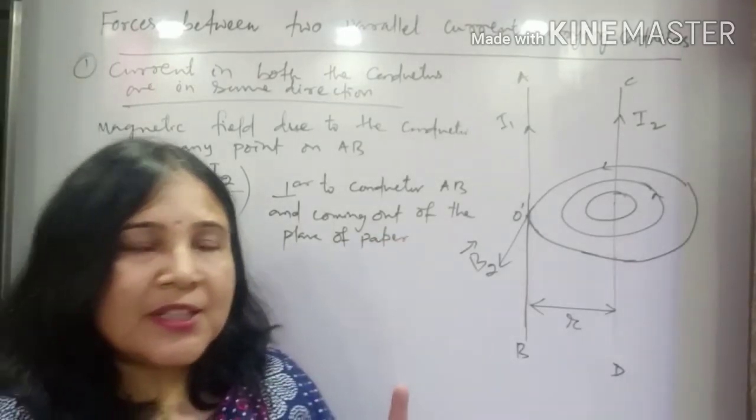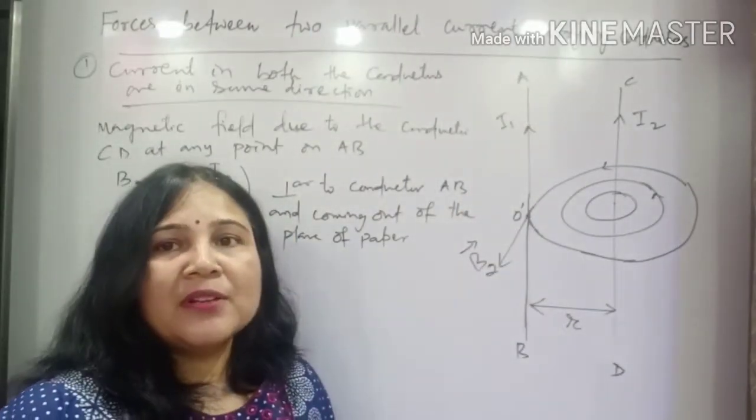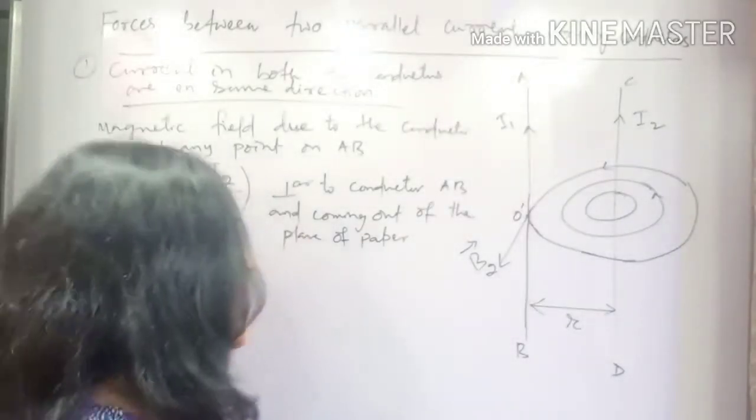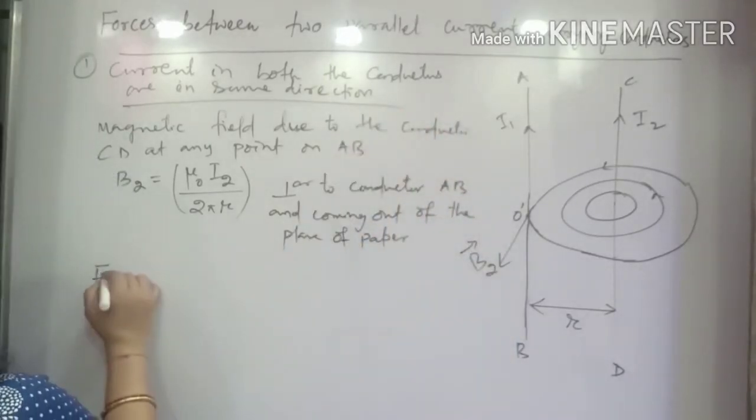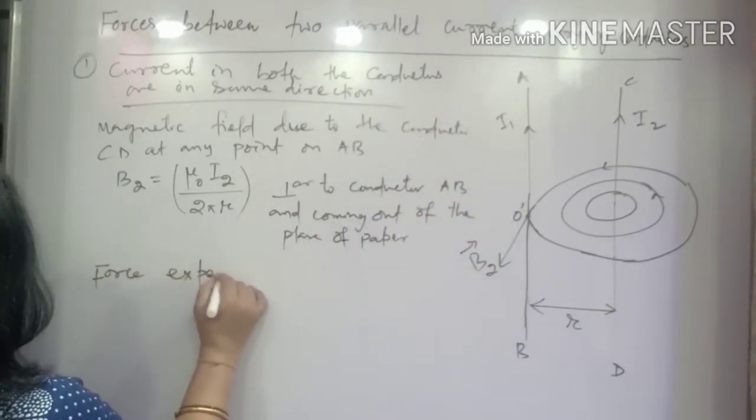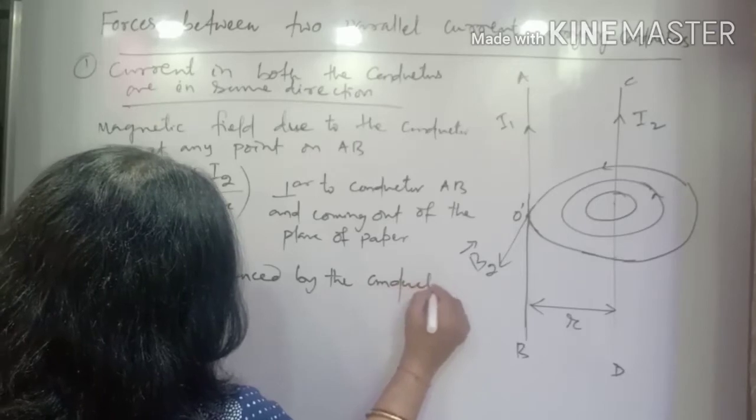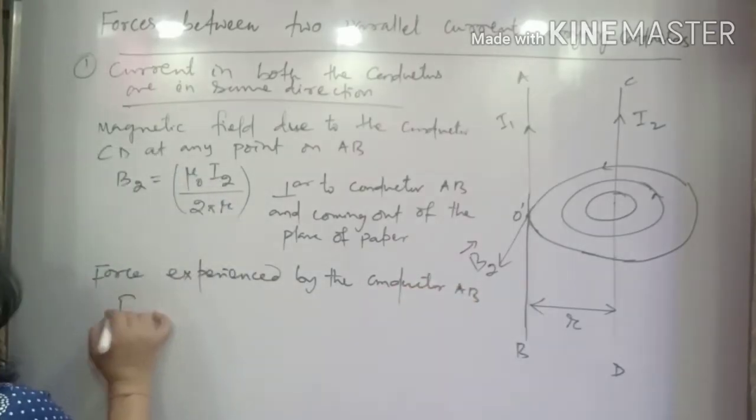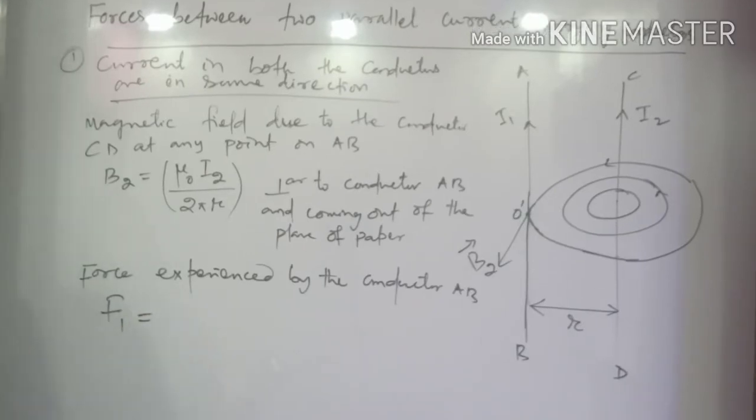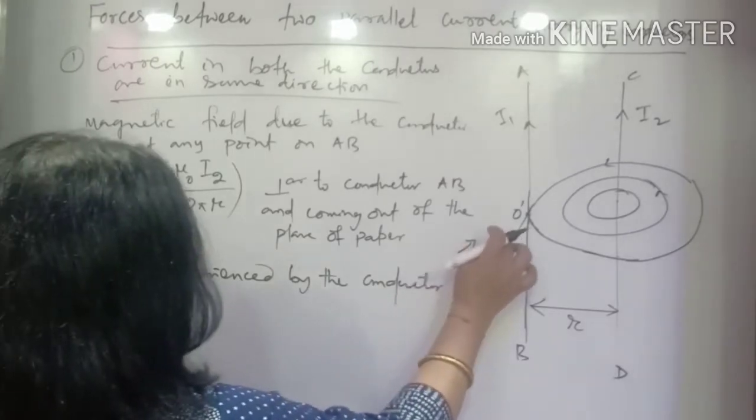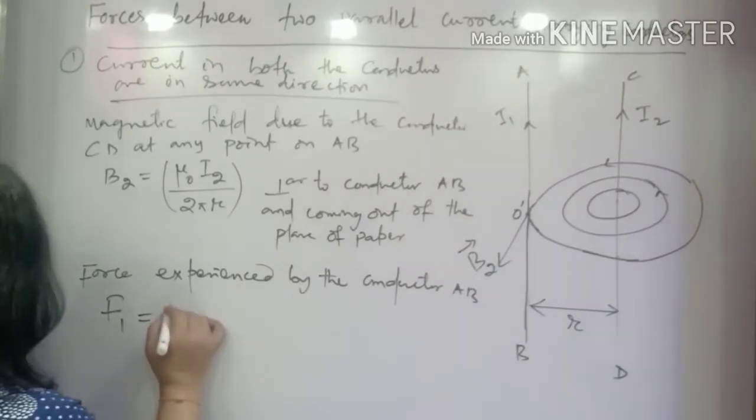Now, this conductor AB is placed in the magnetic field B2, and since it is carrying current I1, it is going to experience a force. Now what is the magnitude of the force? Let's find that out. The force experienced by the conductor AB, let that be taken as F1. What is F1's magnitude? The formula is the same, B I L sin theta. Here B is the B2 value, the magnetic field in which the conductor AB is placed.